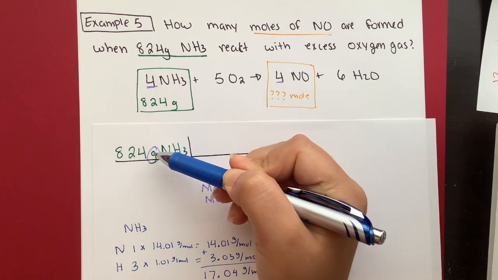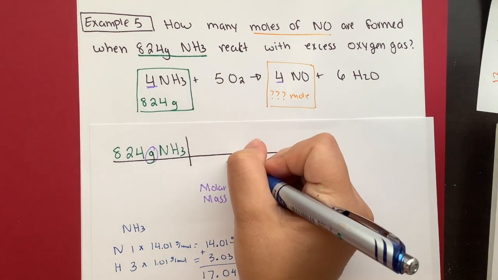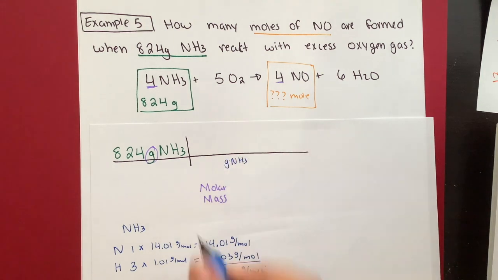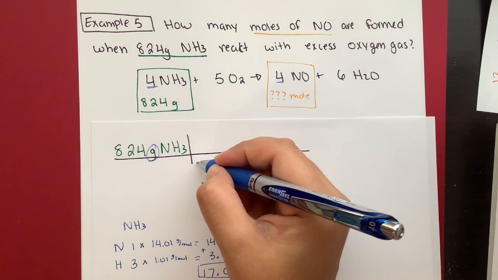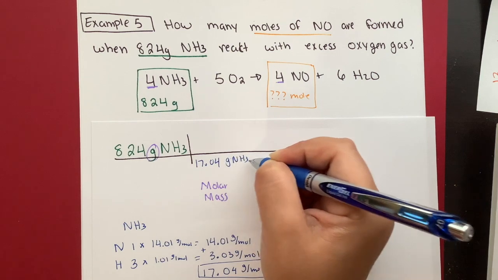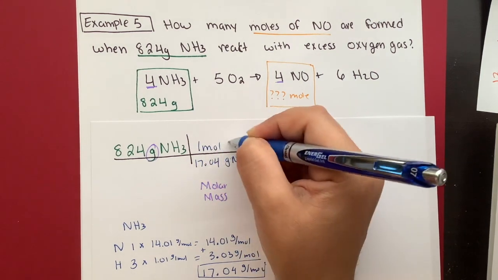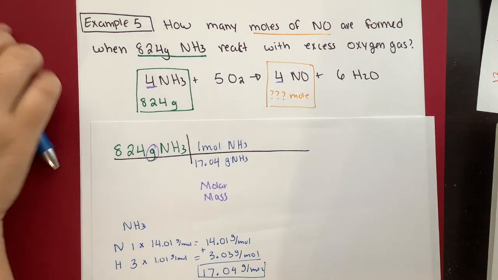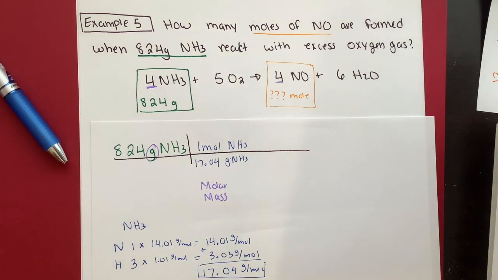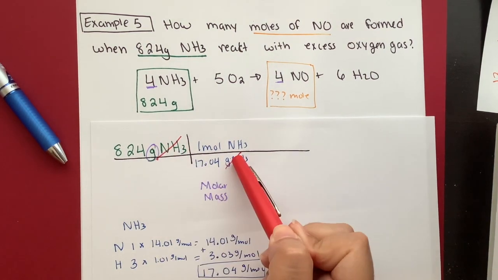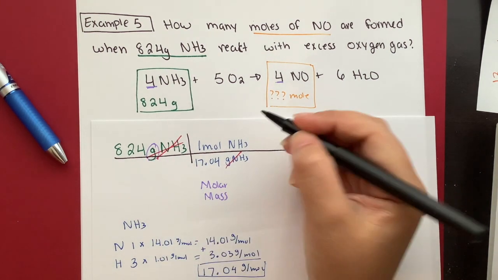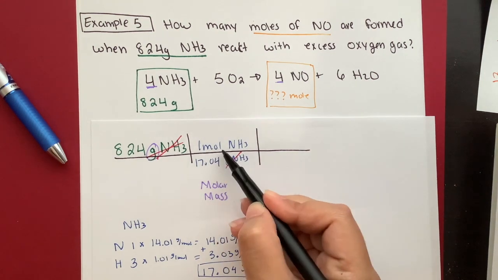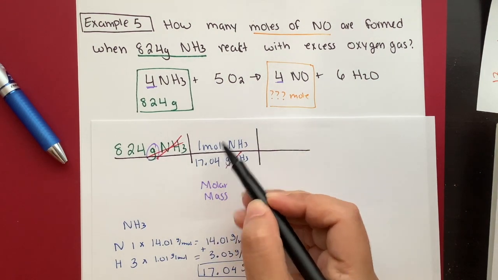Since I have grams in the top, in the bottom I want to have grams of NH3. So this mass that I just found, I'm going to write it in the bottom: 17.04 grams of NH3 for every 1 mole of NH3. The reason that I do this is so grams and grams cancel each other out. So after each step, cross out the units, they cancel out. Now I am left in moles. You see that the grams get canceled out. I am left in moles.